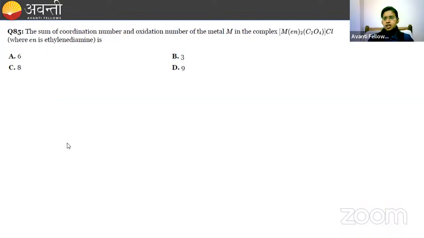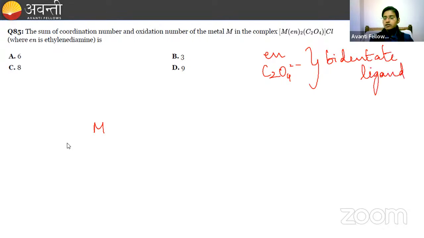So coming to the next, question number 85. The sum of coordination number and oxidation number of the metal M in the complex is, and en is the ethylenediamine, C2O4 is the oxalate ligand. So this is the metal M, ethylenediamine and oxalate. Both are bidentate ligands, ethylenediamine as well as C2O4 2 minus. Bidentate ligand means one ligand will have two donor sites. So we have 3 ligands, so 3 into 2 will be 6. So the coordination number will be 6.